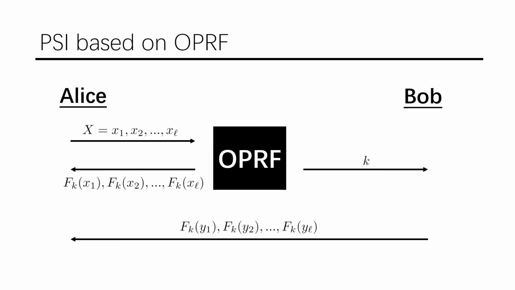Using OPRF to build a PSI protocol, the approach is actually quite simple. Alice simply inputs all her elements into the OPRF protocol and in turn gets the corresponding PRF values. Bob gets the OPRF key and now can locally compute the PRF values for all of his inputs. And now he's just going to send those over in a shuffled order to Alice, who can then compare each of them with the OPRF values she got for herself. And as soon as she has a match, she knows that the corresponding input was in the intersection.